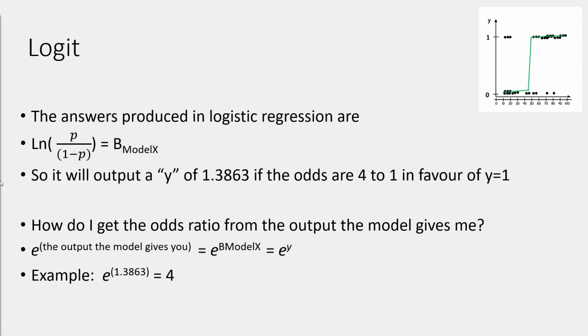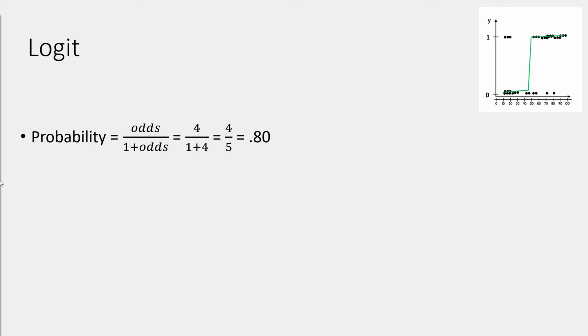You raise Euler's constant to that logit, and it gives you 4. So this is an odds ratio of 4. This 4 means that for the given x value, the model estimates that a y value of 1 is 4 times more likely than a y value of 0.